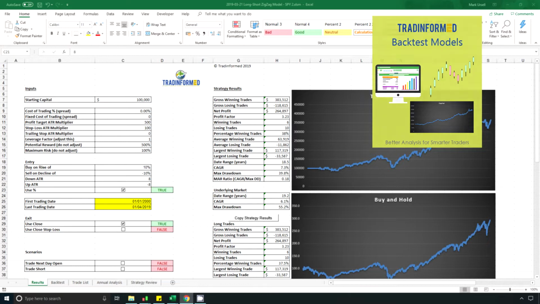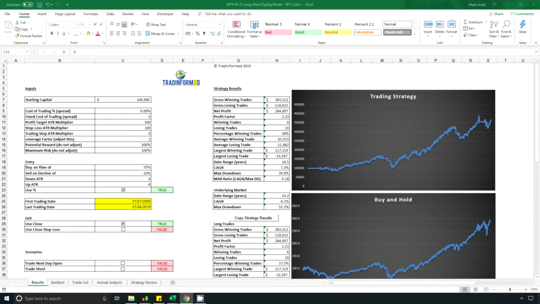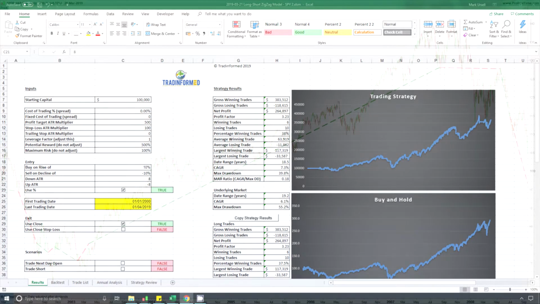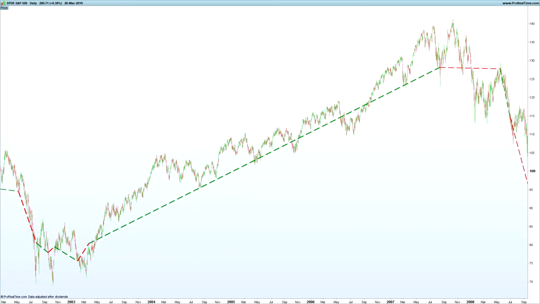In the model that we have on the screen at the moment, we can see how the SPY ETF has performed over time using the basic Zig Zag indicator. And just to remind you, you can see on the screen how the Zig Zag is a simple trend following indicator. The Zig Zag goes long after we have a rise of 10% from a prior low, and it goes short when we have a decline of 10% from a prior high. So this is a nice simple trend following indicator.